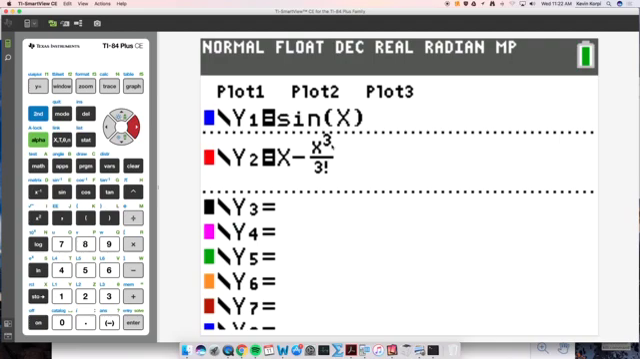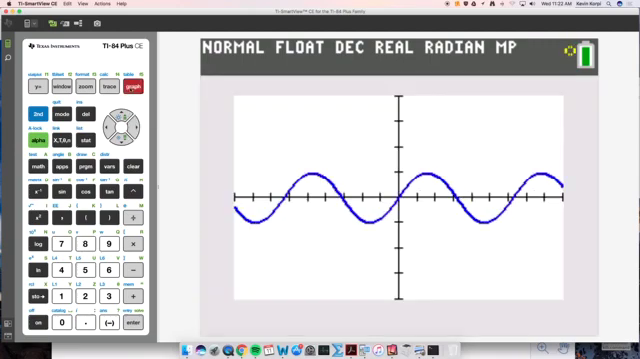That's a cubic polynomial, right? The coefficient would be -1/6. 3 factorial is 6. So that's a cubic polynomial with a negative coefficient. Let's see what it looks like. Hit graph. There's sine of x. Oh, what do you notice about the red graph now compared to the blue graph? They're pretty close to each other in the neighborhood of 0, aren't they? And then they deviate.